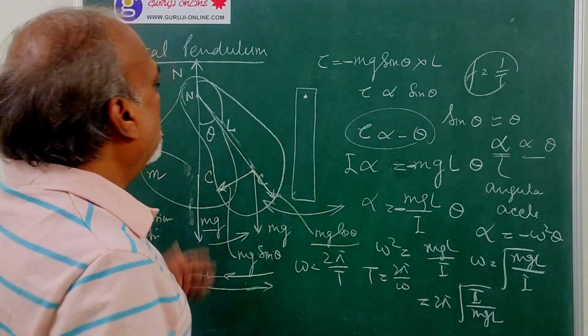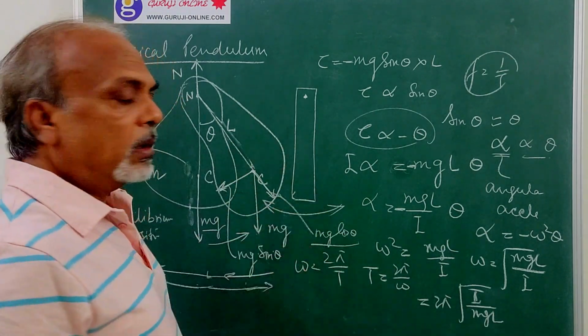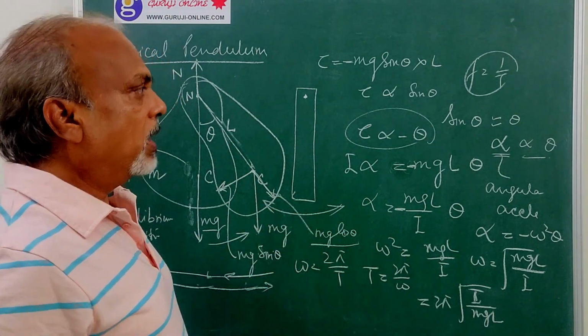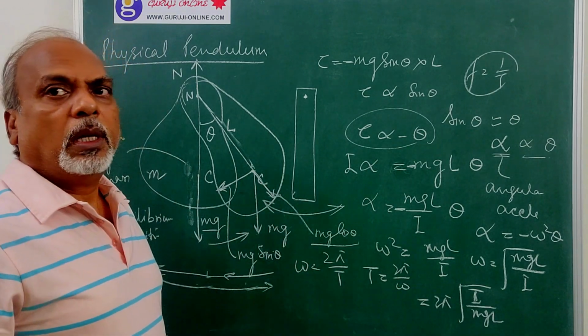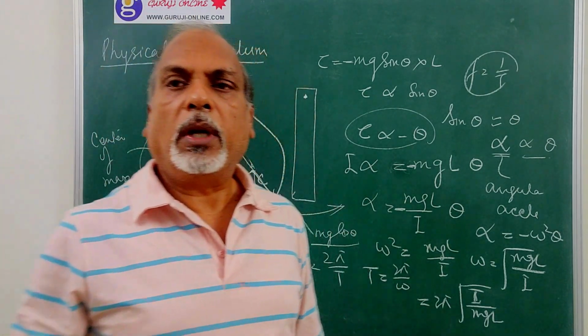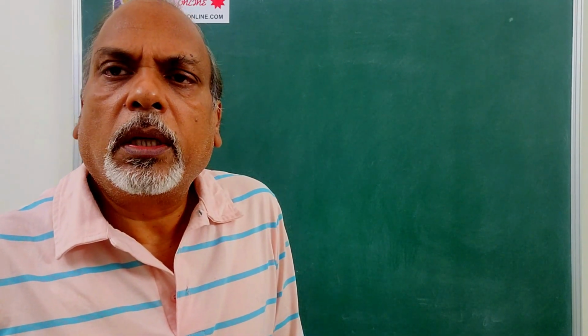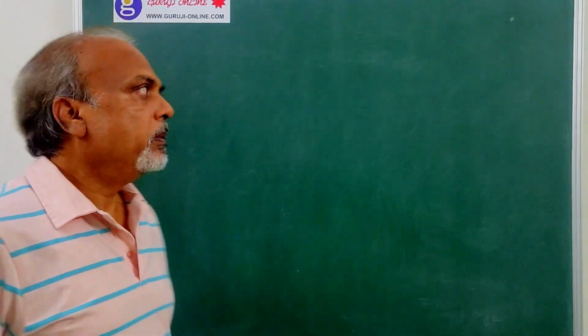So any rigid body can be there, a scale or anything. You can find its moment of inertia and you can find out the time period. So this is also basically a case of simple harmonic motion. We will see what a torsional pendulum is.